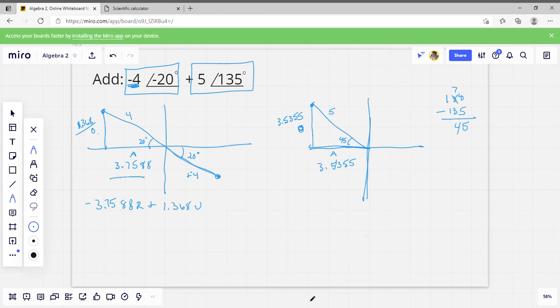All right, so this would be negative 3.5355 R plus 3.5355 U. Okay, so now it asks us to add those. So I'm going to add up that and that. So that would be 3.5355 plus 3.7588.